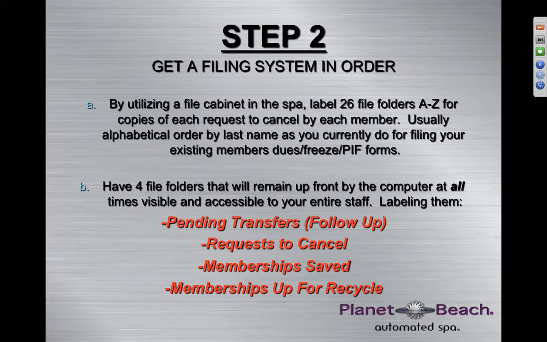A filing system placed in order is key. If you have a filing cabinet anywhere in your spa, I highly recommend that you get specific with this. You already have one somewhere for your current memberships or your current programs for all of your members, A to Z. We already have that in place, right? Well, you can utilize the same filing cabinet, the same filing system. Just label one for collection and cancellations. But get another one in order, label it again, 26 file folders, A to Z, as if it were another place where you were putting member agreements. Usually alphabetical order by last name, as you currently do.